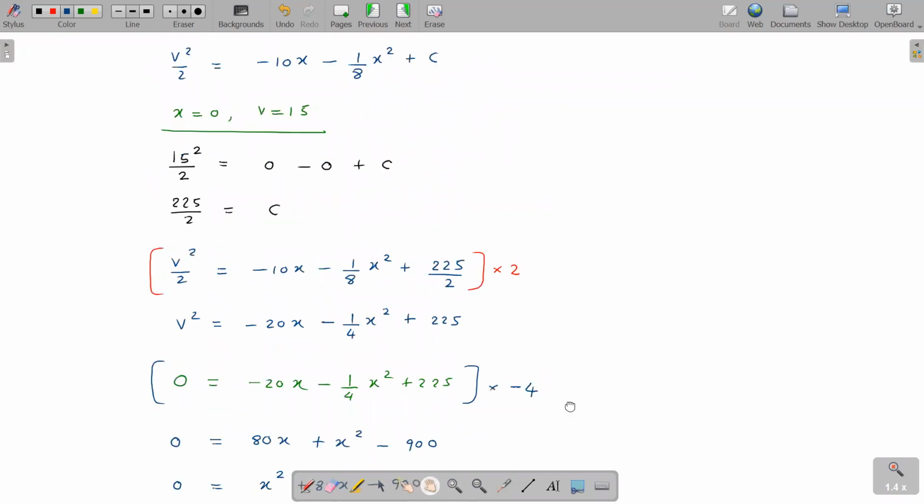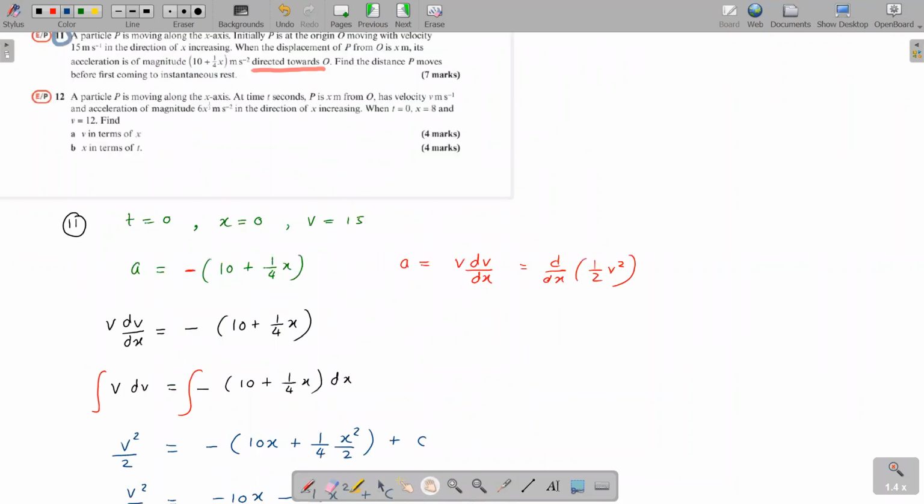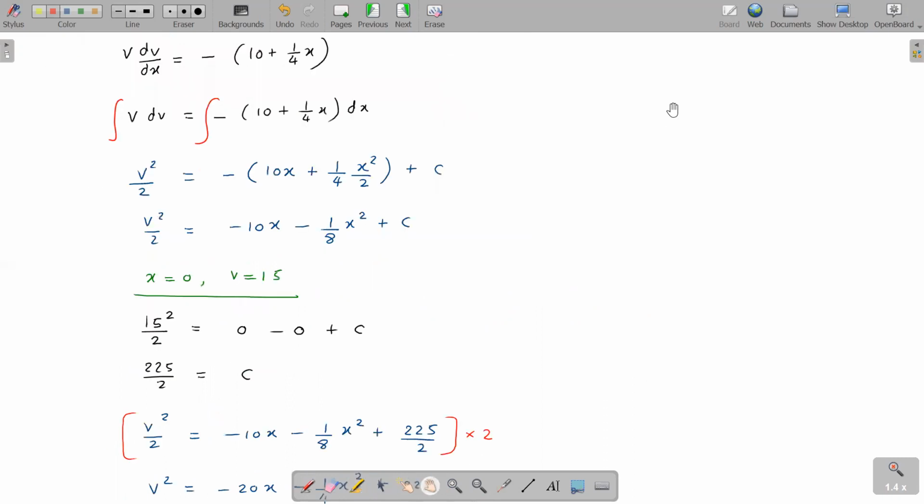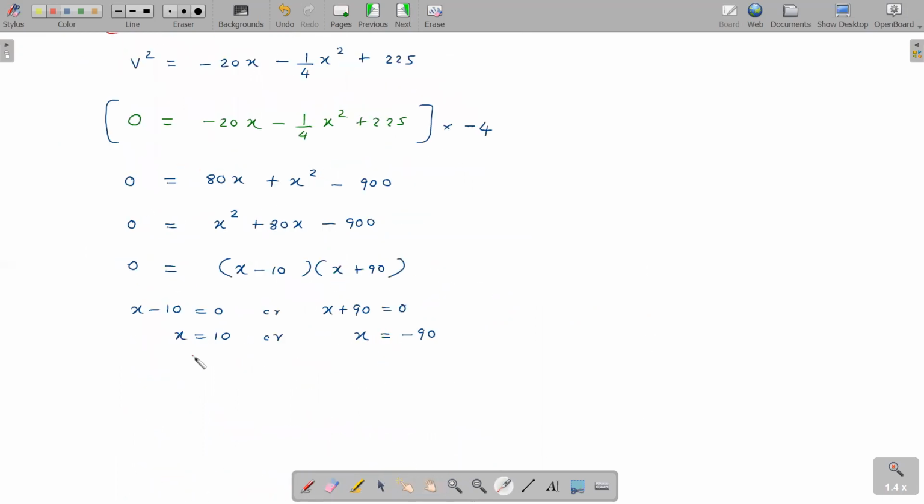What are they actually asking us? They're asking you to find the distance P moves before first coming to instantaneous rest. You can see they mention the word before first coming to instantaneous rest, because there might be other places also where it comes to instantaneous rest. According to what I got here, it comes to instantaneous rest at two places, when displacement is 10 and when displacement is minus 90. But they say when it first comes to instantaneous rest. Now the question is, how do we determine where it first comes to instantaneous rest? Is it at x equals 10 or x equals minus 90?